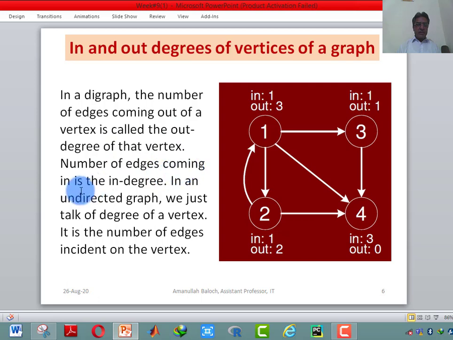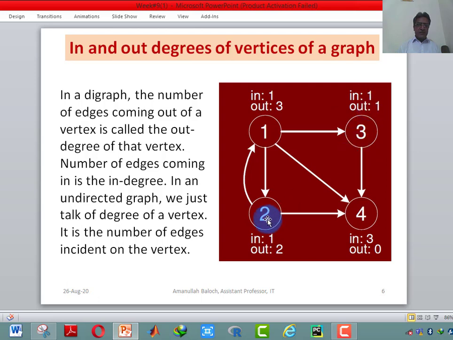The number of edges coming in is the in degree. Only one edge is approaching this vertex, so its in degree is 1. Similarly, for this vertex one edge is approaching and another is going out, so its in degree is 1 and out degree is 1.